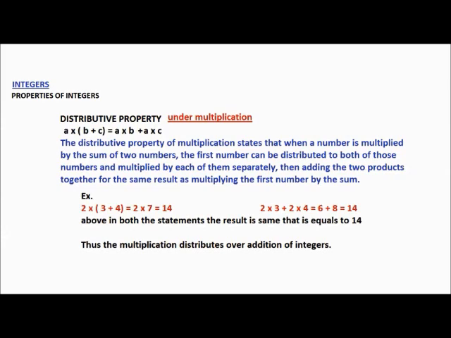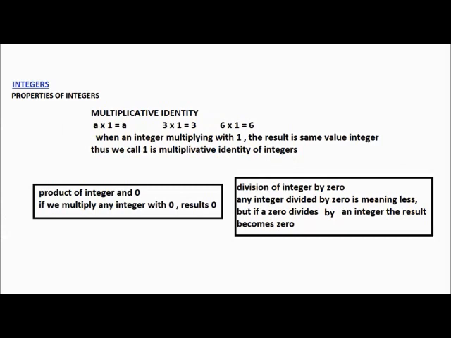Above in both the statements, the result is same, that is equal to 14. Thus the multiplication distributes over addition of integers. Multiplicative identity. A multiplies 1 gives A, 3 multiplies 1 gives 3, 6 multiplies 1 gives 6. When an integer multiplying with 1, the result is same value integer. Thus we call 1 is multiplicative identity of integers. And product of integer and 0, if you multiply any integer with 0, result is 0.